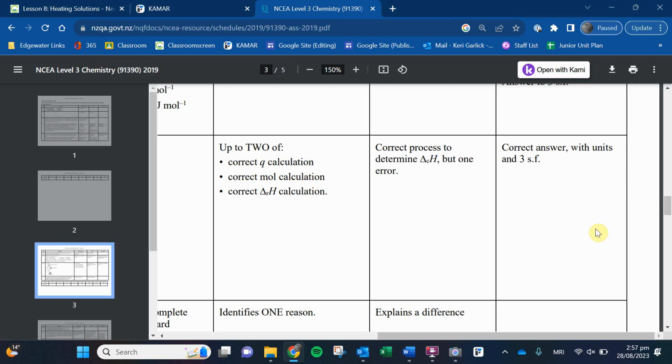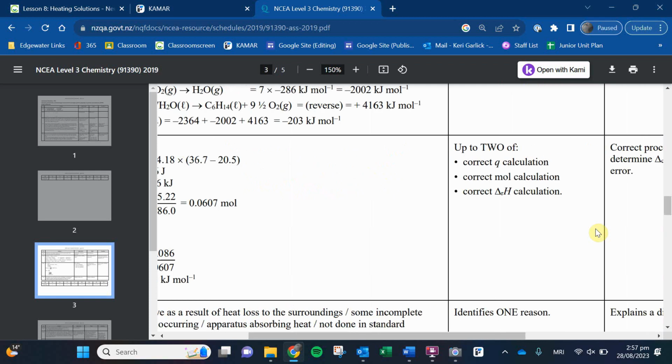And then excellence was correct answer with unit, 3 significant figures, as you normally see with a lot of our calculations for chemistry. So nice, hopefully easy excellence point for you guys.